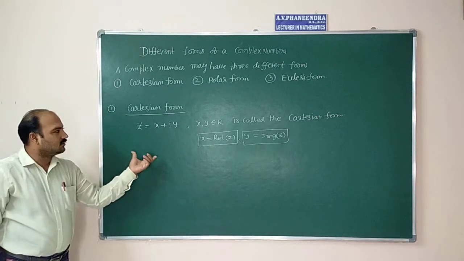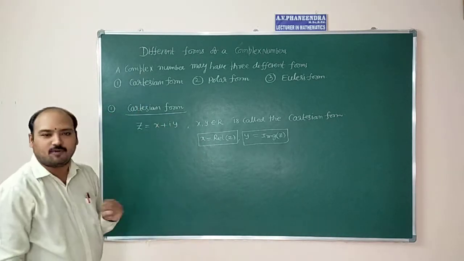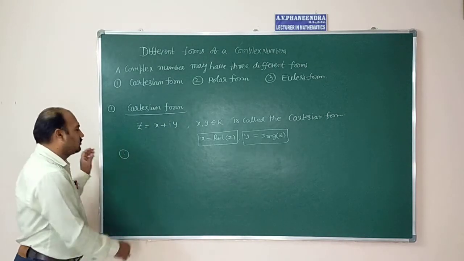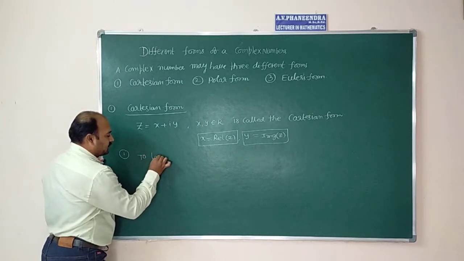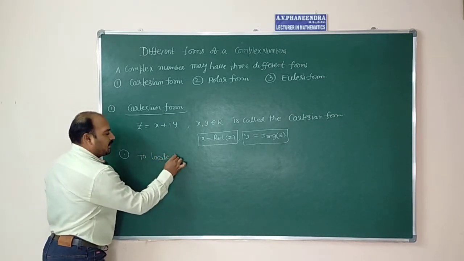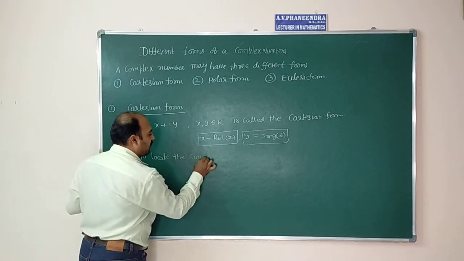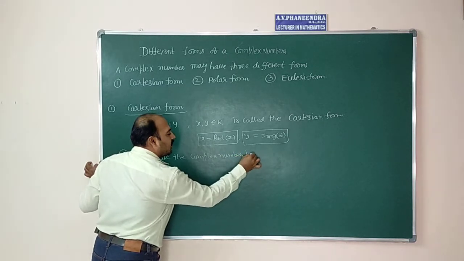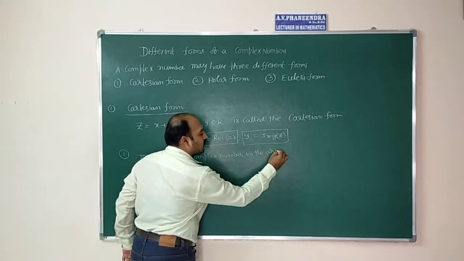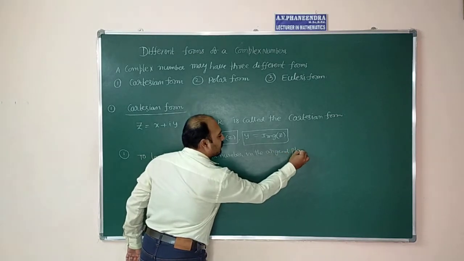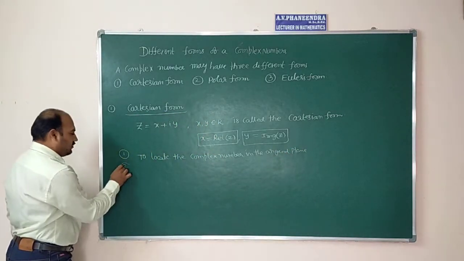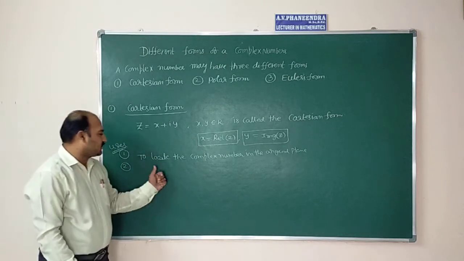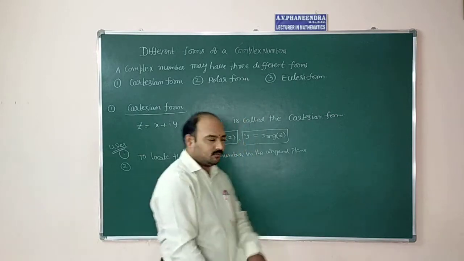Where do we have to use this? How do we have to use this Cartesian form? First thing, uses, advantages: to locate the complex number in the Argand plane, and moreover the advantages here. These two are the uses where we are going to use that. First one is to locate the complex number in the Argand plane.